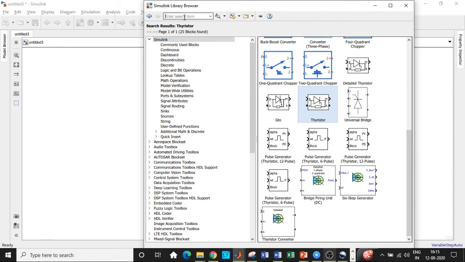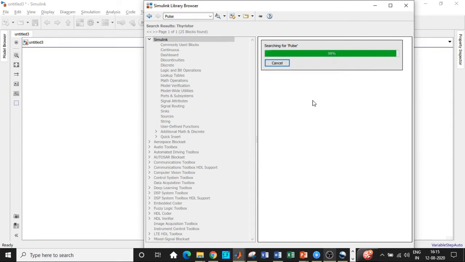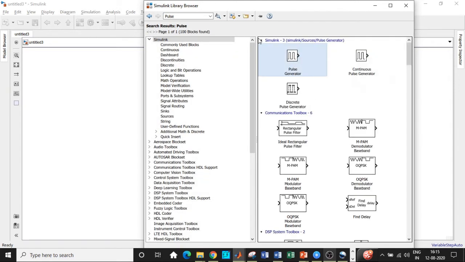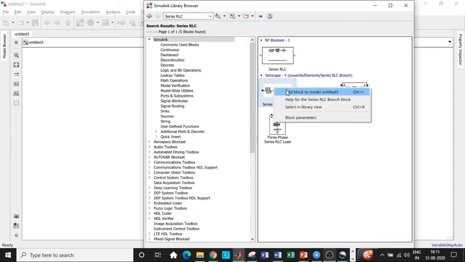Once this is done, we need a pulse generator block in order to trigger the thyristor. So I will be adding a pulse generator block over here. We also need a series RLC load, so I'll be searching for series RLC. Add series RLC branch.